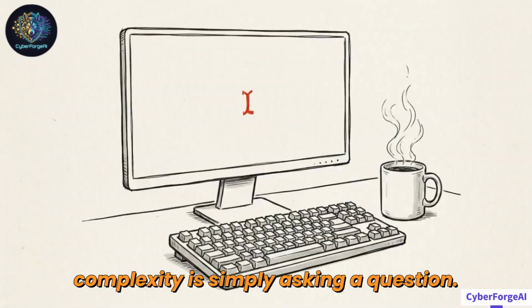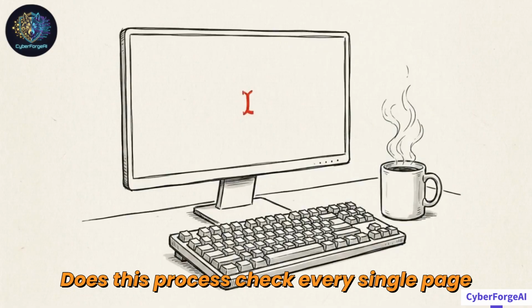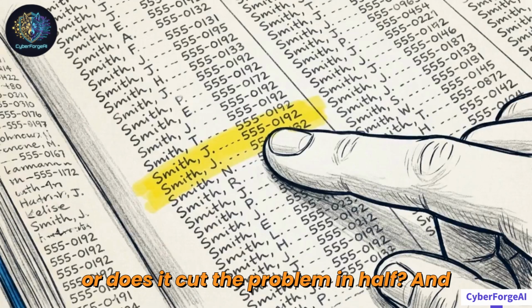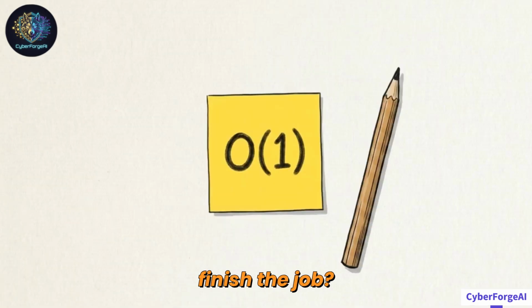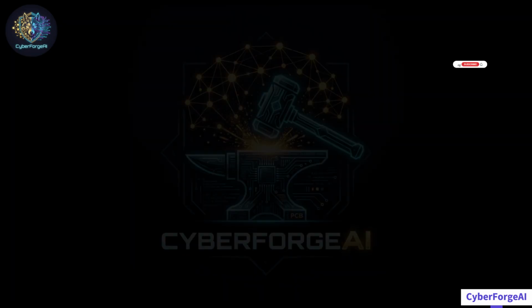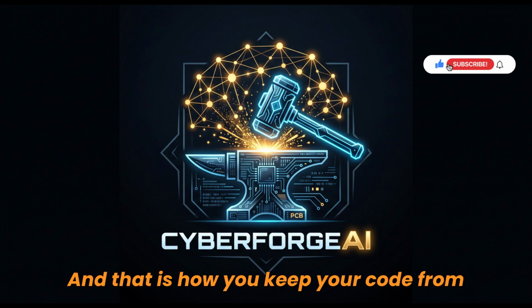Understanding complexity is simply asking a question. Does this process check every single page, or does it cut the problem in half? And how big of a notepad does it need to finish the job? And that is how you keep your code from melting your servers.